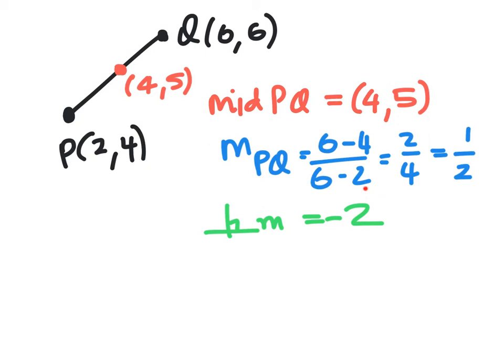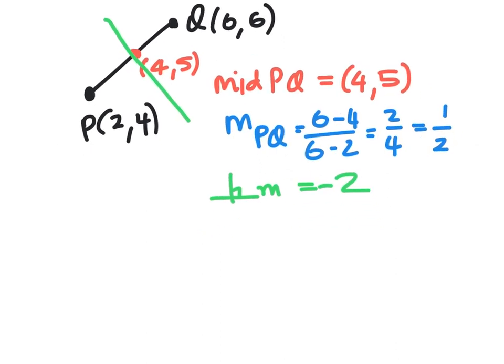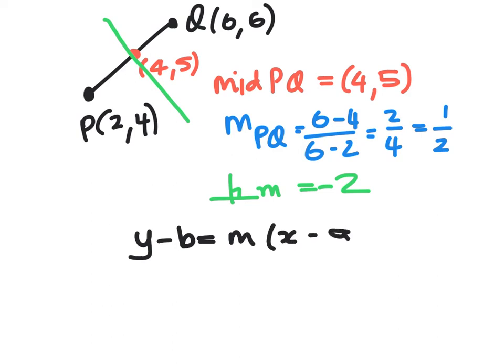Okay, now we're going to use this gradient, the negative 2, and this point, the (4, 5), to give us the equation of the line. Okay, so let's just move this up a wee bit. So, y minus b equals m(x minus a). So that's y minus, and remember we're using this point here, (4, 5). So y minus 5 equals, and remember we're using the perpendicular gradient, negative 2(x minus 4).